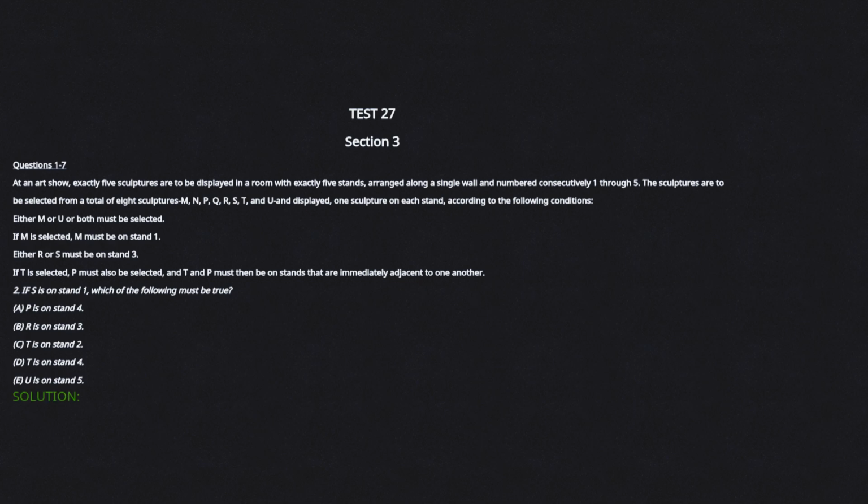So on to question number 2. We have, if S is on stand 1, which of the following must be true? Now, this is quite an easy one, but still I'll go through the process. Let's say these are the stands. Let's just number them: 1, 2, 3, 4, 5. Excuse my handwriting, by the way. I'm drawing with my mouse.